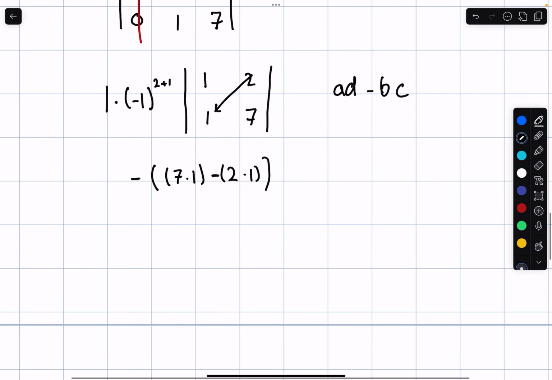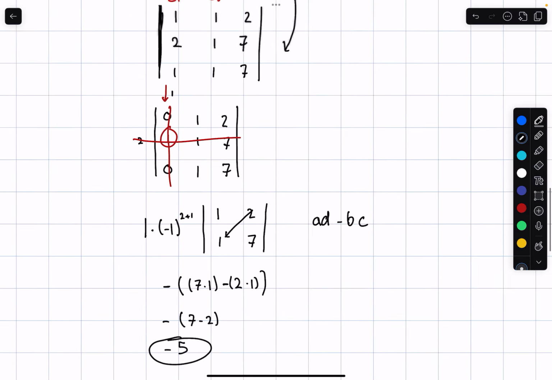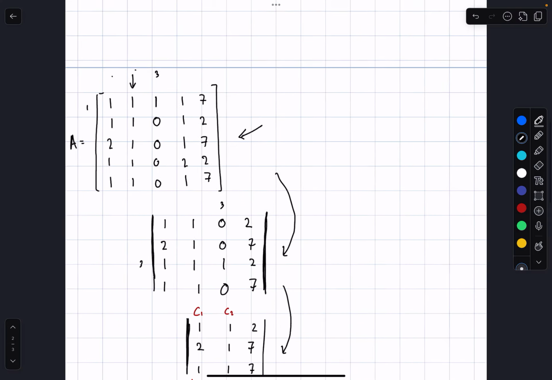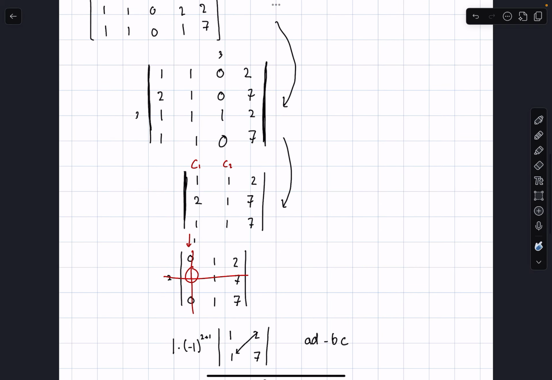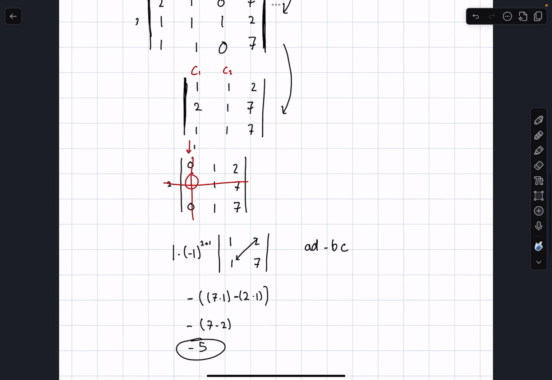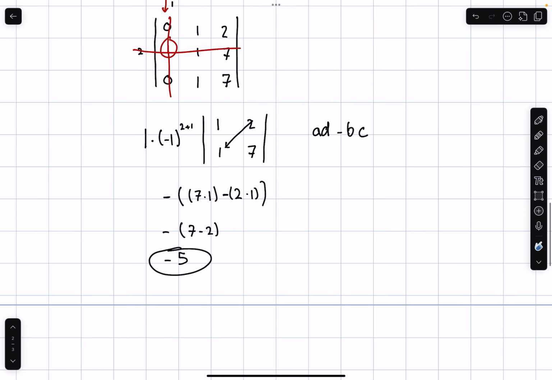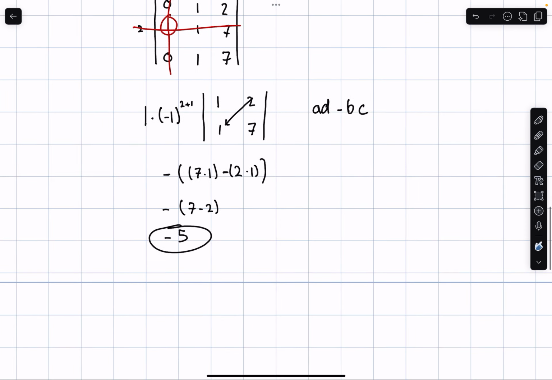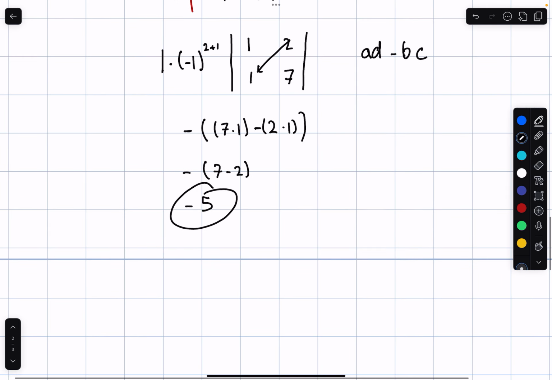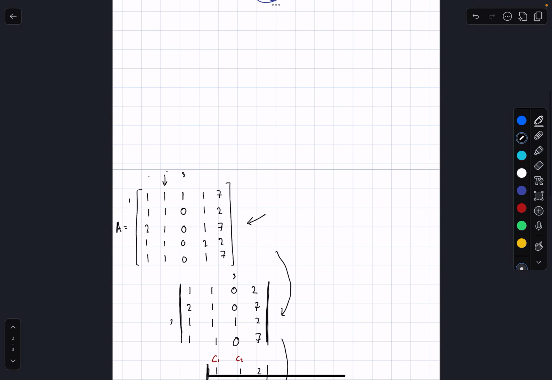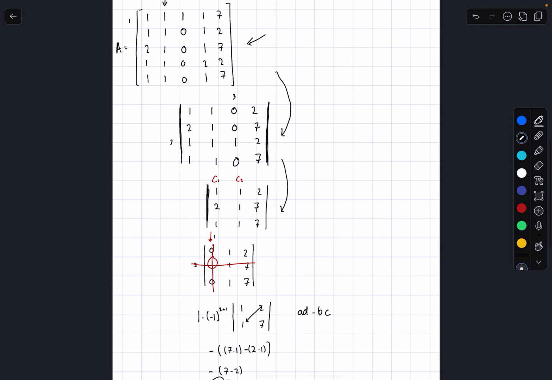And so what this is going to give us is negative 7 minus 2, which is just going to give us negative 5. And so we've taken this big giant matrix and we've reduced it down from a 5x5 to a single 4x4, a single 4x4 to a 3x3, and then a 3x3 to a 2x2, which we know how to calculate the determinant of. And it gives us our final answer of negative 5. And so that's how you take a really complicated matrix and use cofactor expansion to find the determinant.